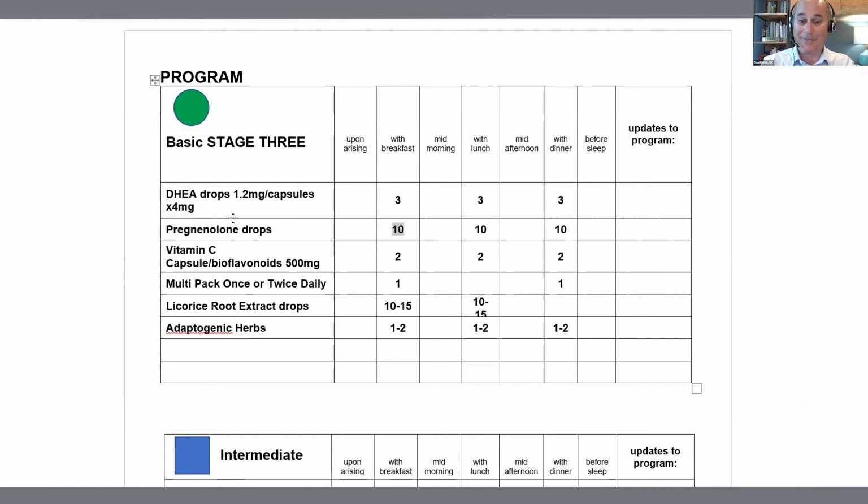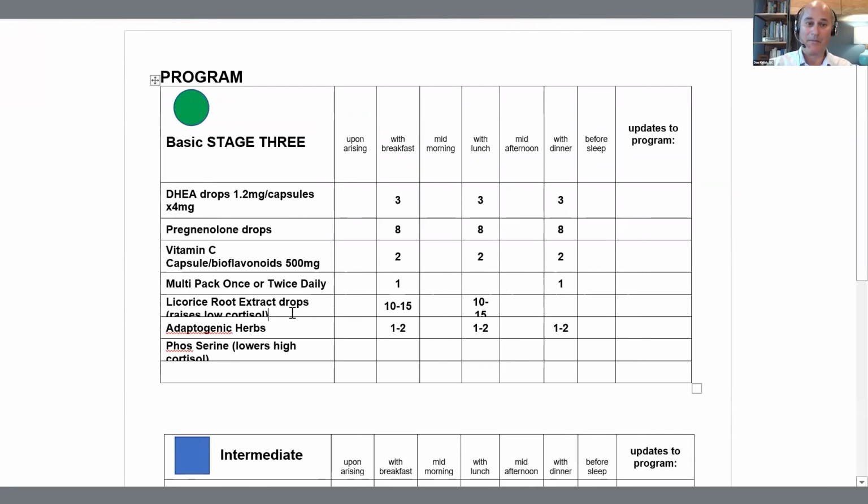And interestingly, we're going to give a little less pregnenolone. The vitamin C stays the same. The multi-pack stays the same. Now, the licorice root is dependent on when there's a high or when there's a low. And we're going to enter in one other product here, phosphatidylserine. This one lowers high cortisol. Okay. Licorice root raises low cortisol. So licorice root is used to bring it up. Phosphatidylserine is used to bring it down.